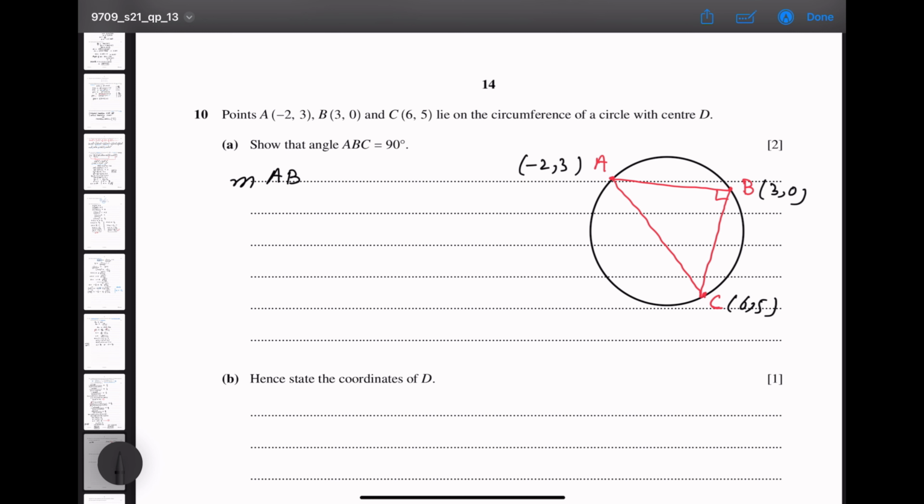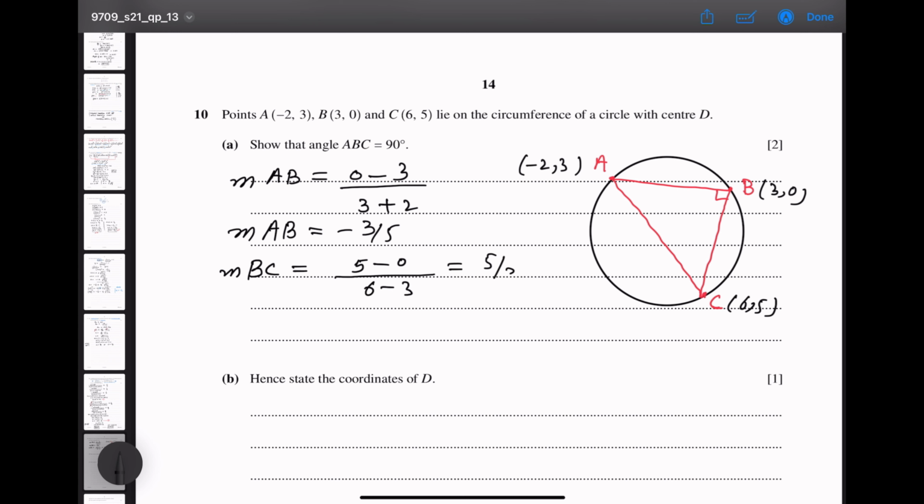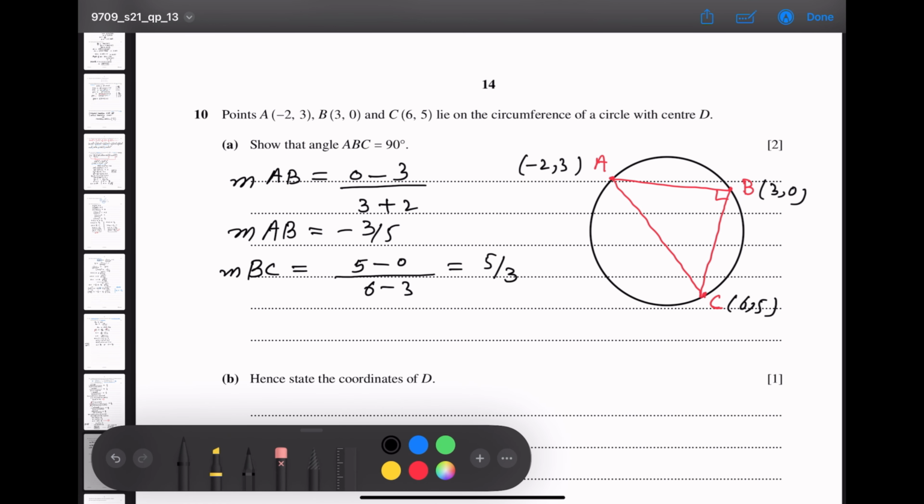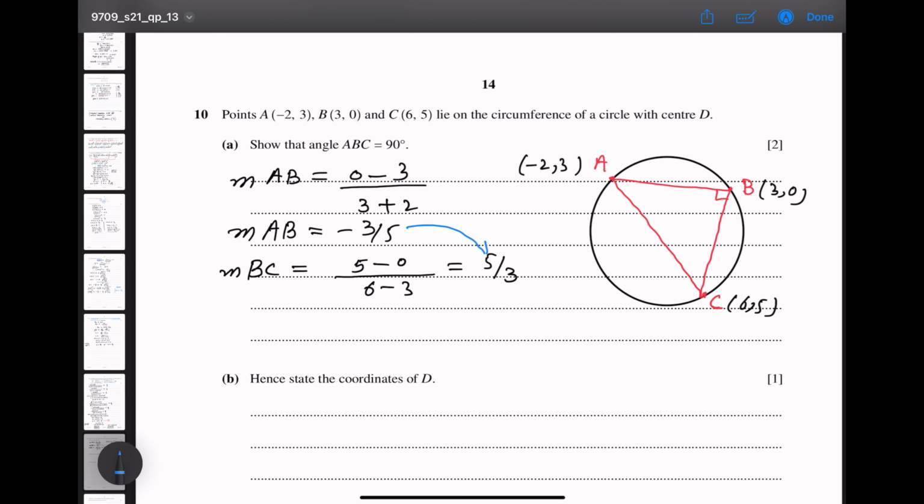Find the gradient of AB. AB gradient is y2 minus y1 over x2 minus x1. That is, gradient of AB becomes -3 over 5. Now we will find the gradient of BC. Gradient of BC will be 5 minus 0 over 6 minus 3. So this is 5 over 3. Now the product of the gradient of AB and gradient of BC.